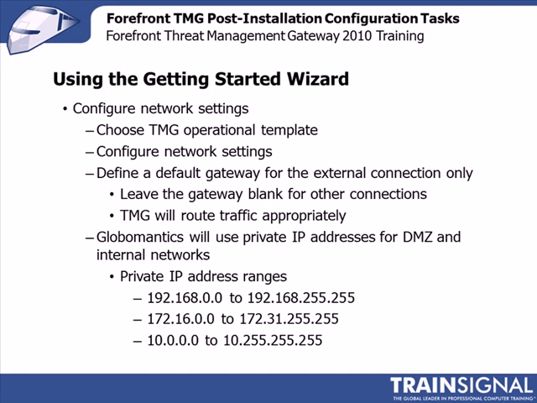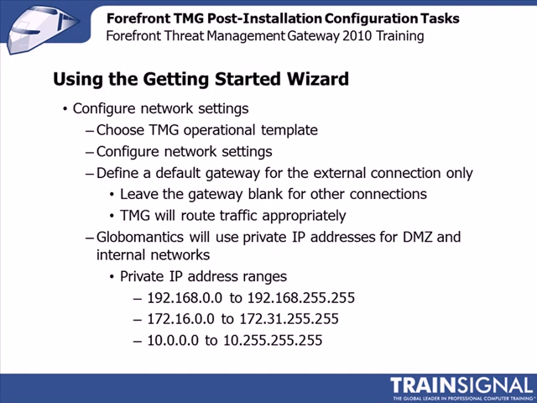Next, you'll configure some network settings, and then we'll define a default gateway for the external connection only. You need to leave the gateway blank for all the other connections because this server will act as your router to the internet as well as your router to all of the other connected networks. For the purposes of this course, GlobalMantic will use private IP addresses for everything, including the DMZ and the internal networks. This is not uncommon for organizations to use private IP address spaces for internal networks.